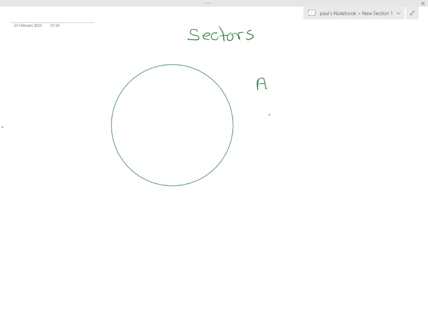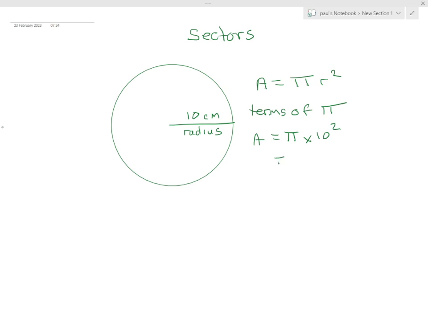Okay, so the area of a circle is pi r squared. So for example, if this one is 10 centimeters, now this is the radius, and this is the radius in the formula. So first of all we do it in terms of pi. So this will be the area equals pi times r squared, which is 10 squared. 10 times 10 is 100, so that will be 100 pi centimeters squared.